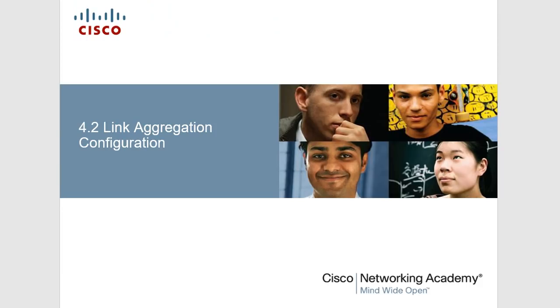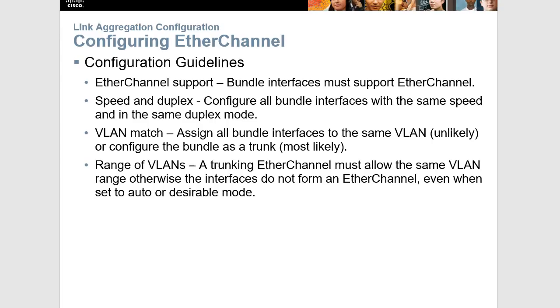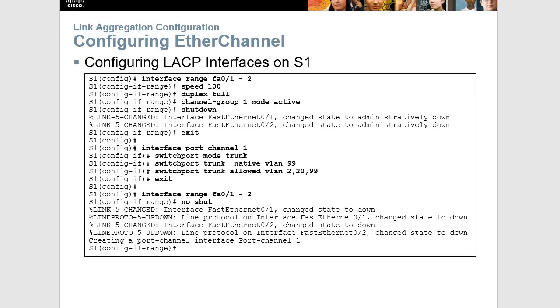So how do we configure EtherChannel? We've got it coming up. Bundle interfaces must support EtherChannel. Your duplex and speed must be the same. We talked about everything must match. Your VLANs must match. Your range of VLANs, if you're trunking, must match. So make sure everything's matching as you set up your EtherChannel, and you shouldn't run into any problems. We'll take a look at how that's configured.